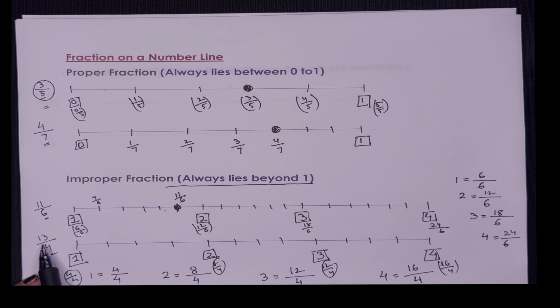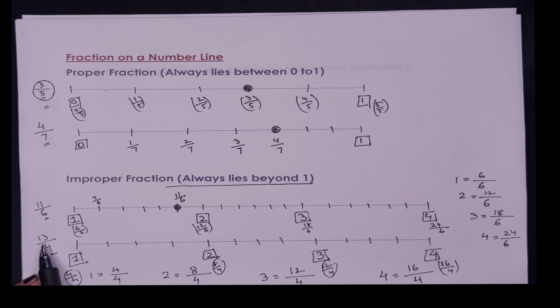So 2 and 1 by 4. 2 plus 1 by 4 makes this whole number 2, 1 by 4. So this is 1, this is 2, this is 3. Because the fraction is 2 1 by 4, definitely it will lie between 2 and 3. Okay, so the whole number part is cleared.